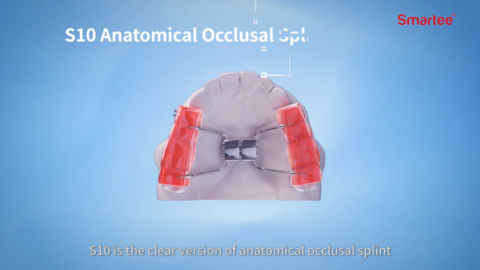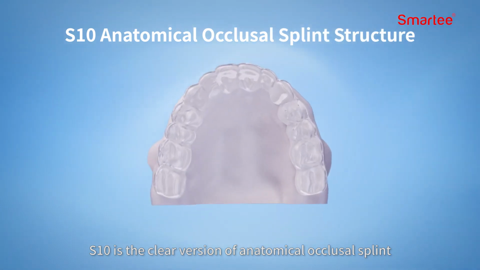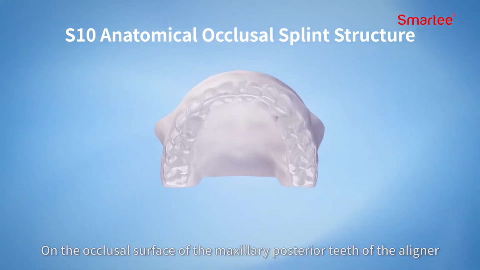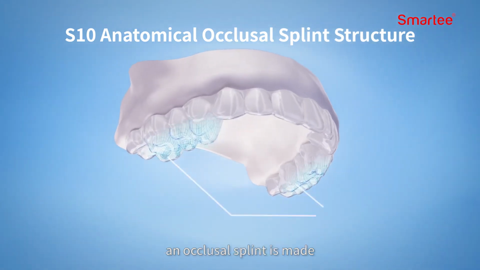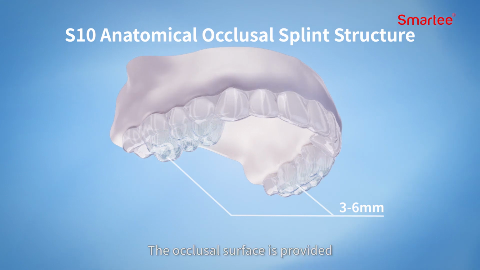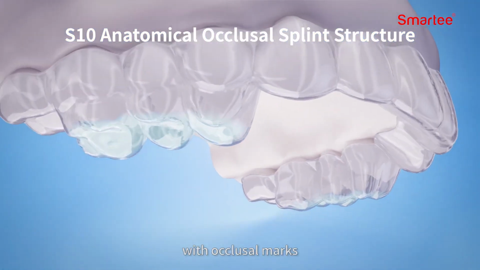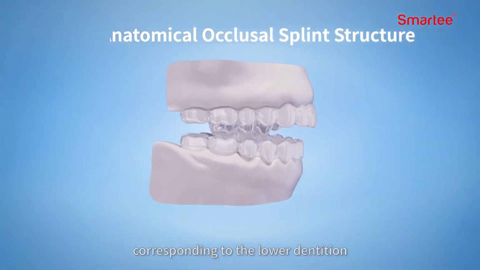S10 is the clear version of anatomical occlusal splint for maxillary posterior teeth. On the occlusal surface of the maxillary posterior teeth of the aligner, an occlusal splint is made. The occlusal surface is provided with occlusal marks corresponding to the lower dentition.